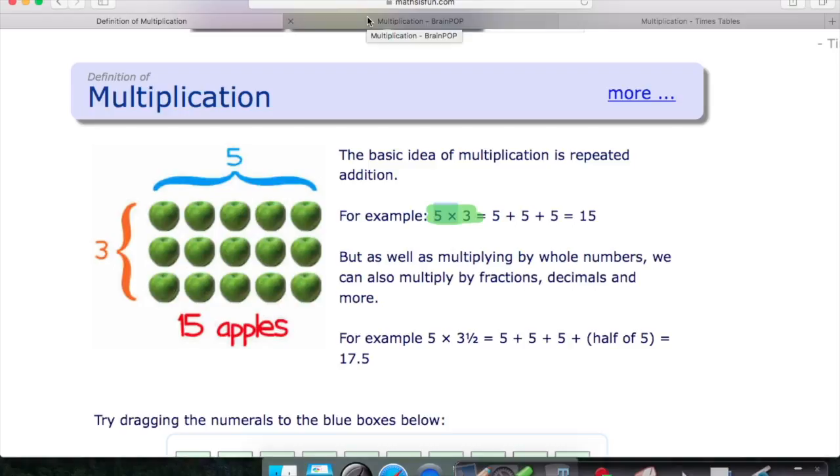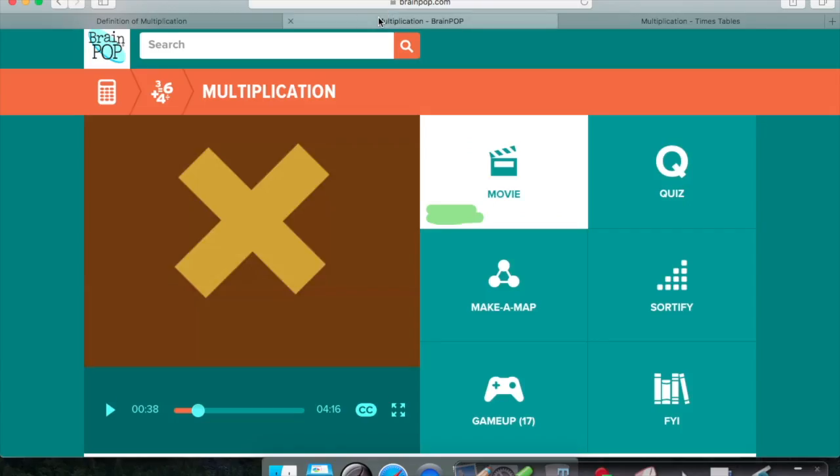Let us see how Tim and Moby define multiplication. So let's just watch this short clip.